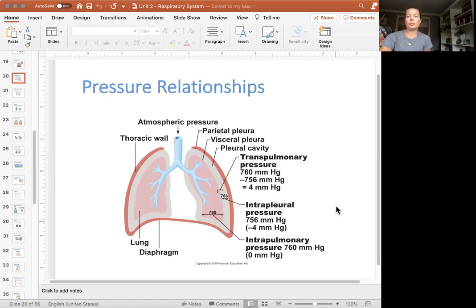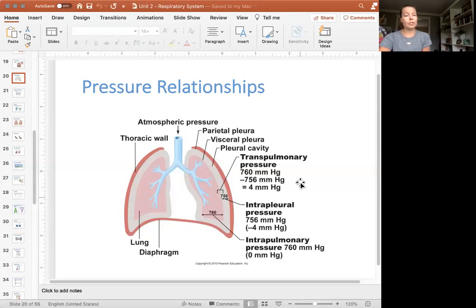And then there's two other important pressures. There's intrapulmonary pressure. That's the pressure inside of the lungs. Specifically, it's the pressure of the air inside of the alveoli, which are the sacs of air within your lungs. When you are not actively inhaling or exhaling, then intrapulmonary pressure is the same as atmospheric pressure. They are equal. But during inhalation, this pressure drops below atmospheric pressure, and then during exhalation, it rises above atmospheric pressure.